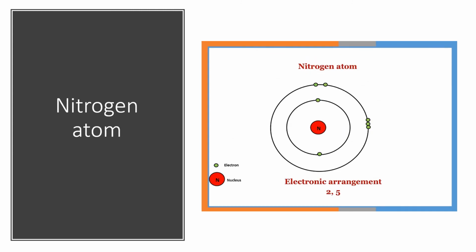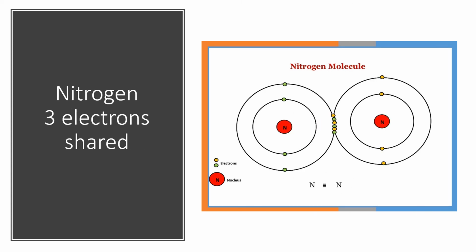The third example involves nitrogen again. Remember, nitrogen has a total of 7 electrons in arrangement 2, 5. It needs 3 more electrons to complete the outer shell. A nitrogen atom can share 3 electrons with the other nitrogen atom to form nitrogen gas, that is N2. When it shares 3 electrons, it forms a triple bond. It's shown in the structural formula of the nitrogen gas.